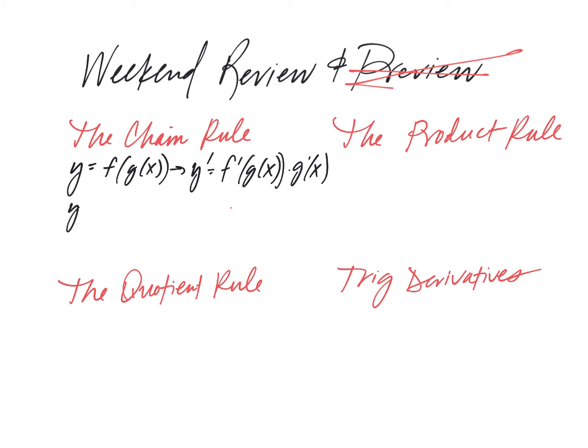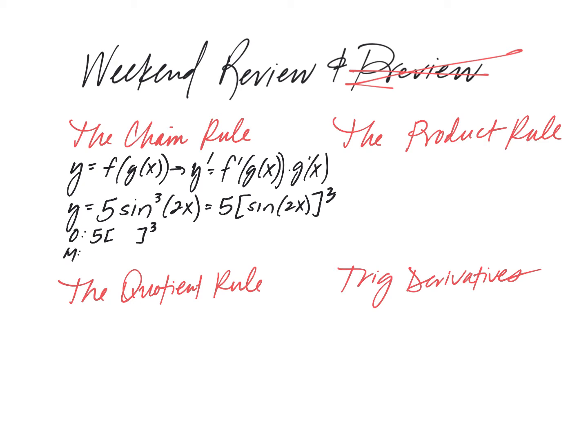Let's do one that has a trig function. So let's say we have 5 sine cubed of 2x. Now, if you remember, this one will need a rewrite because it's a trig function raised to a power. Once I have the rewrite, I'm going to go ahead and write down my levels. My outside would be 5 times the quantity to the 3rd power. The middle would be the sine function, and the inside would be 2x.